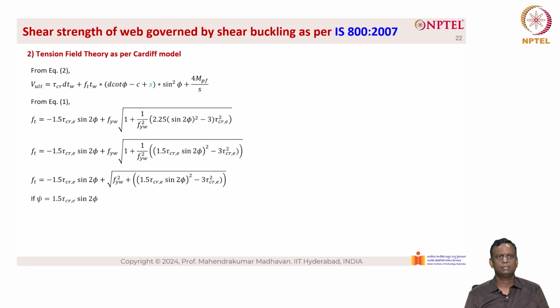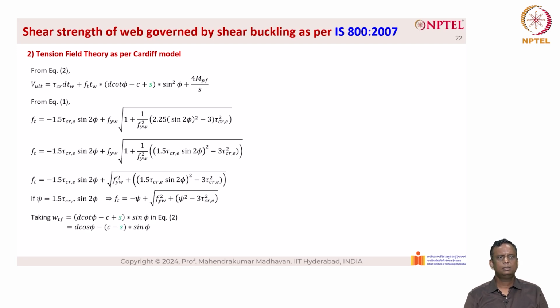Now, this can also be rearranged, as you can see here, and with some mathematical juggling, when we introduce the term psi equal to 1.5 tau critical E into sin 2 phi to simplify this f of t equation, we get f of t equal to minus psi plus root of Fyw the whole square plus psi square minus 3 tau critical square.